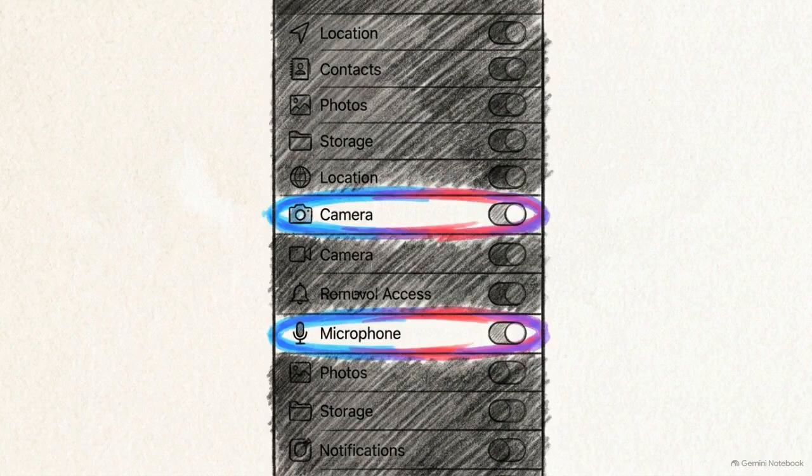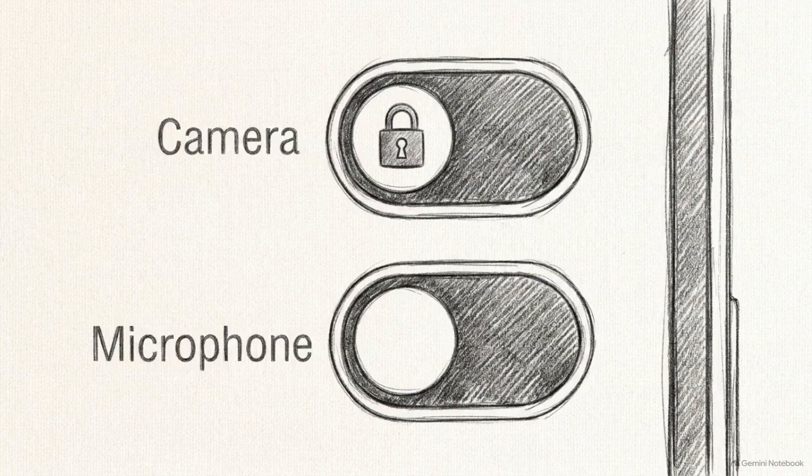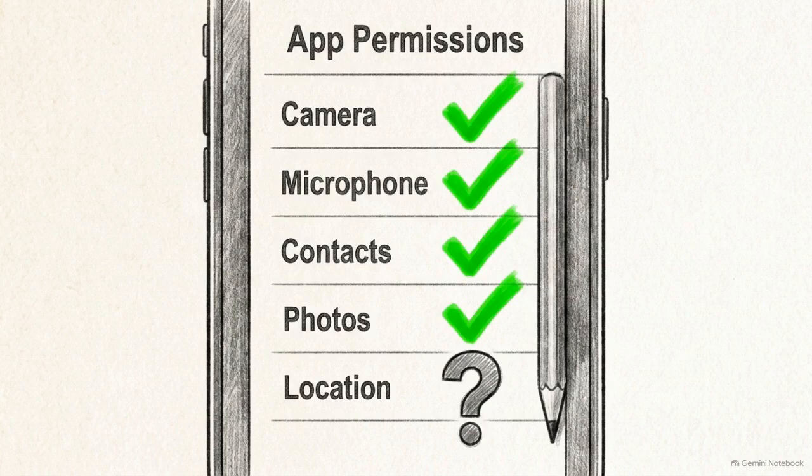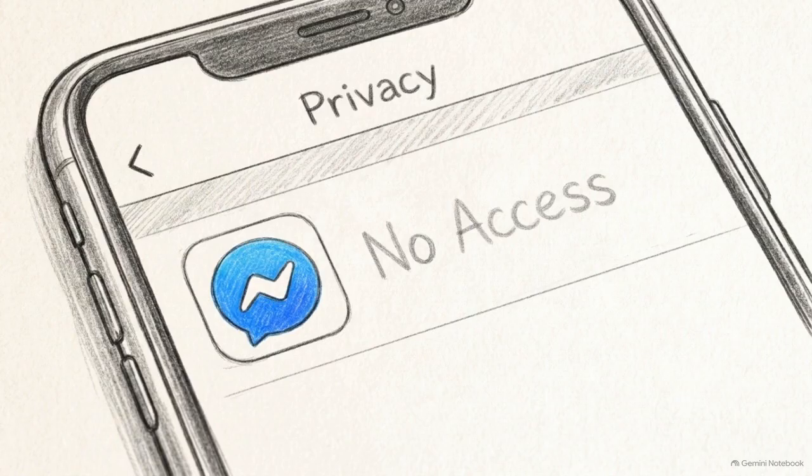Next, check the microphone and camera permissions. If you strictly use this app for typing text messages, toggle these off entirely. Cutting off access at the OS system level prevents the app from monitoring your hardware or tracking your background location, placing a direct limit on the data the software can collect from your device.